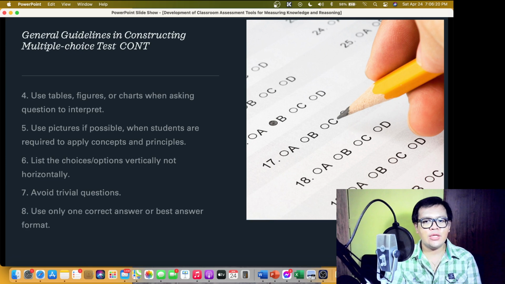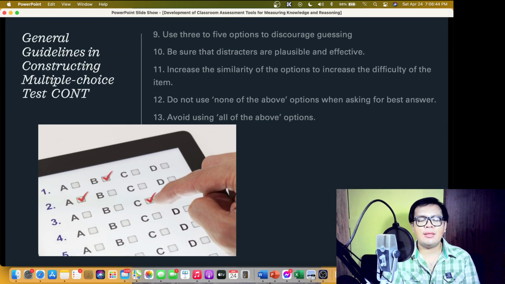This is actually the continuation. So use tables, figures, or charts when asking questions to interpret. And you also have to use pictures as much as possible when students are required to apply concepts and principles. List choices or options vertically, not horizontally. Avoid trivial questions. Use only one correct answer or best format.